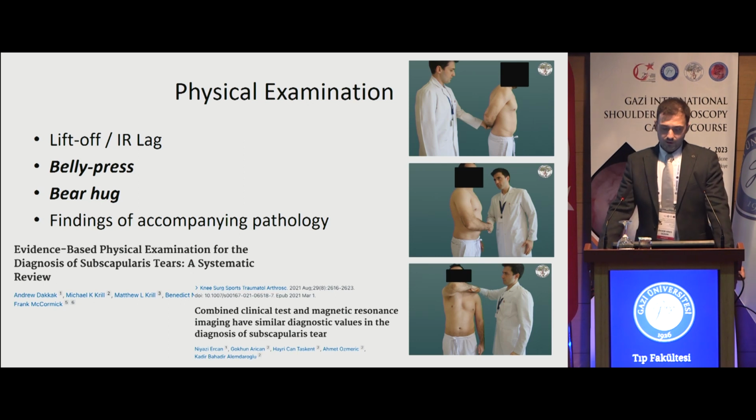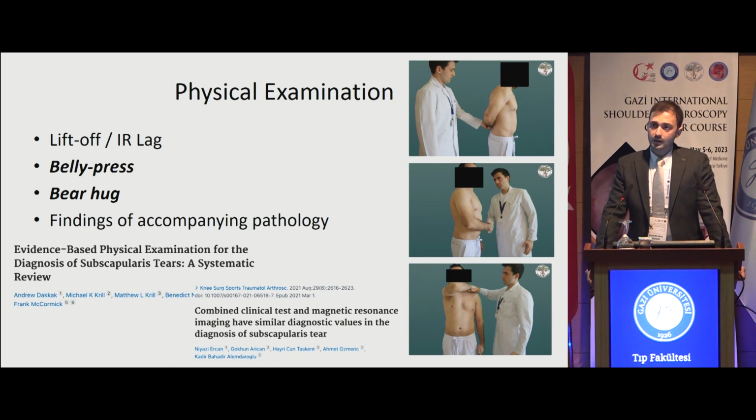Physical examination gives us a quite specific idea about the diagnosis. However, it's not that sensitive. The latest studies show that a combination of the belly press test and bear hug test can produce a diagnostic value close to MRI scans, but still you should not 100% rely on these methods. If you encounter a subscapularis tear, that's fine because you can catch it, but you can miss many of the subscap tears with physical examination only.